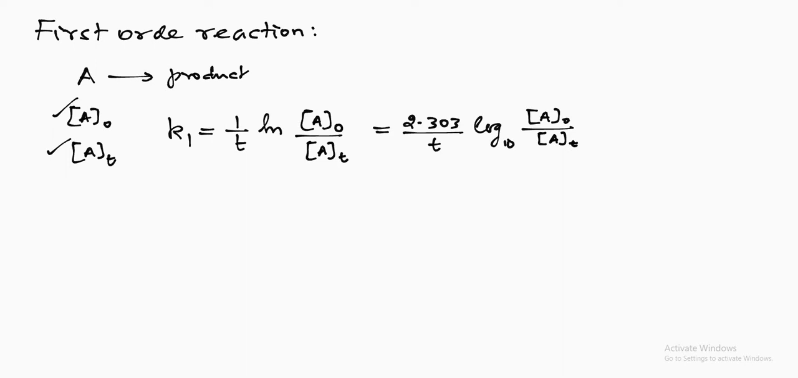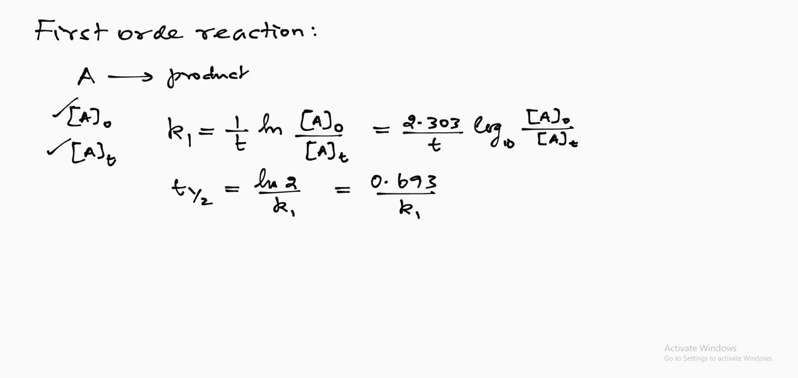So the rate constant expression is this, and we also derived the expression for half-life. Half-life period for a first order reaction is ln 2 divided by the rate constant K1, or you can also write 0.693 divided by K1. So this is the expression for half-life period.